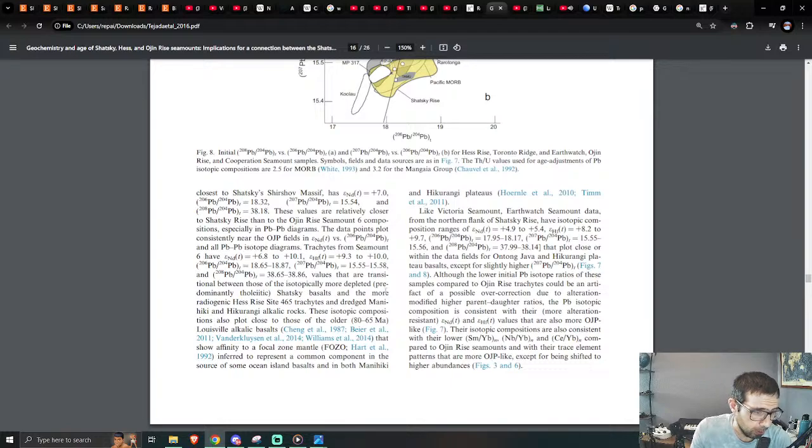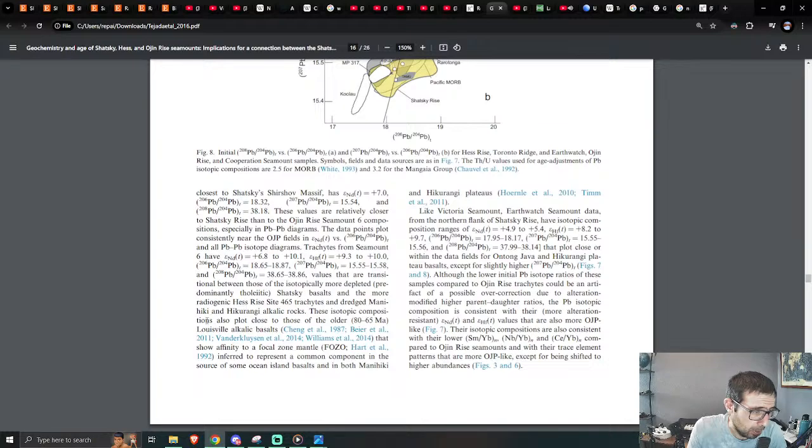So Shatsky basalts and the transitional between Shatsky and the others. So Hess is, I guess, more like Manihiki and Hikurangi.